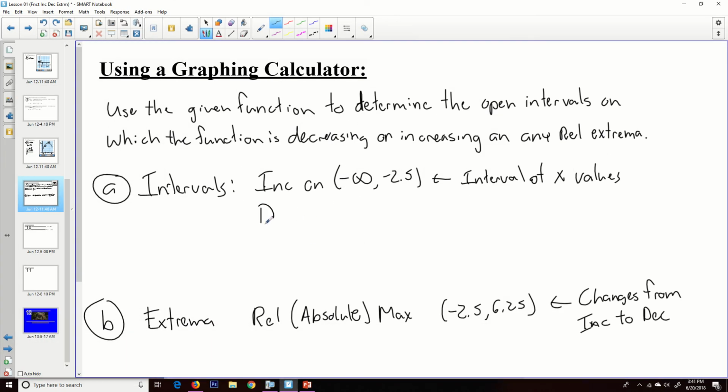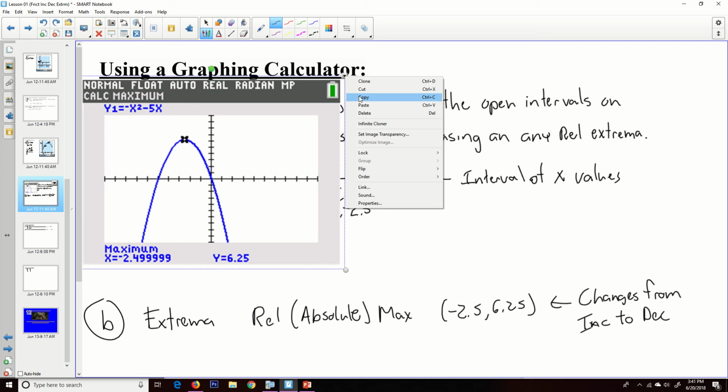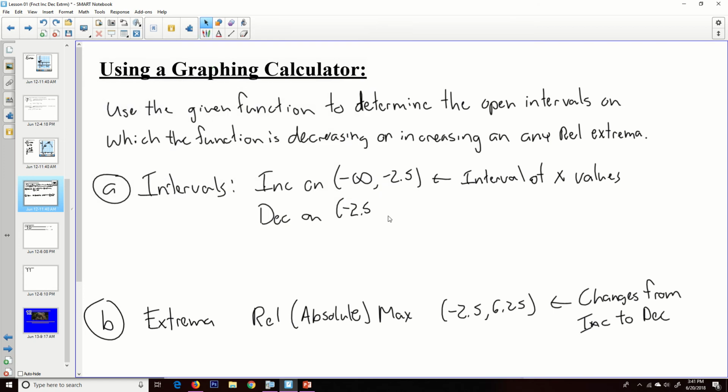And then it is decreasing on negative 2.5 to positive infinity. All right, and again, this is also an interval of x values. It's increasing or decreasing.